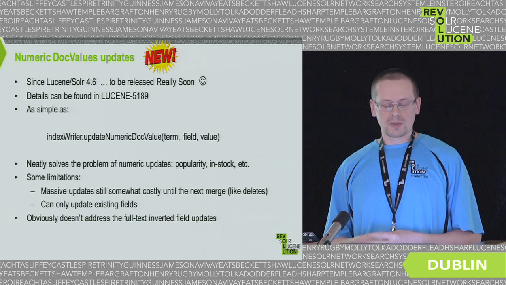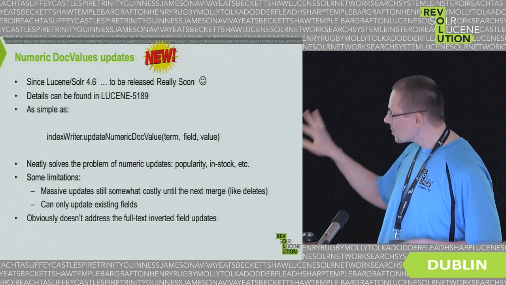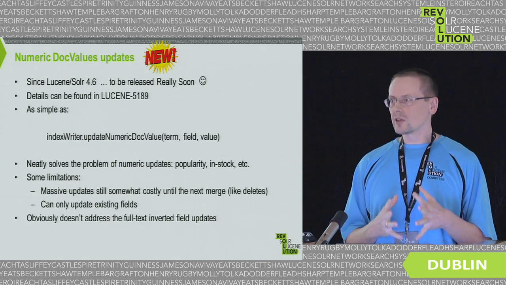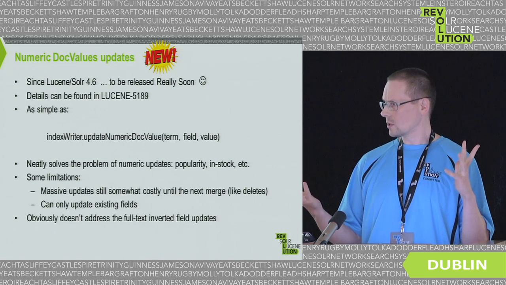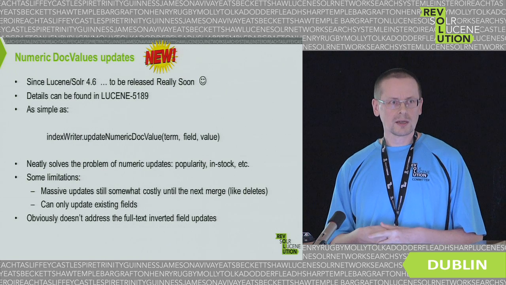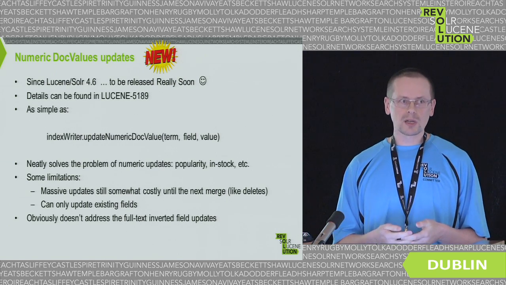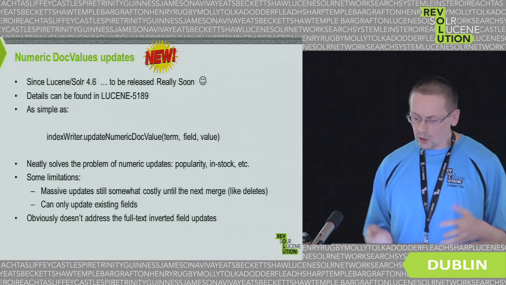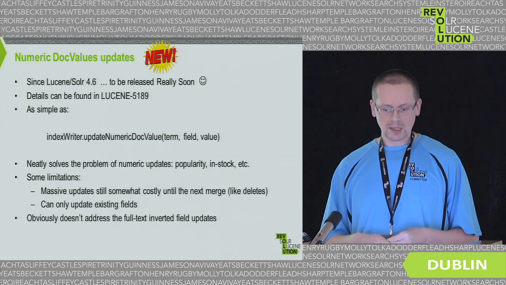So on the API level, it's as simple as invoking indexWriter update numeric doc value, and using a term, you can select either one document or multiple documents, right? And then you specify the fields where the update should be performed, and the value, like a long number, right? The new value that should be recorded.